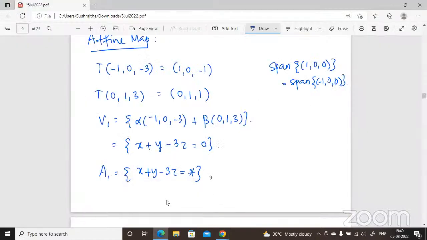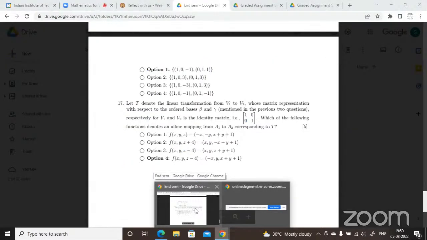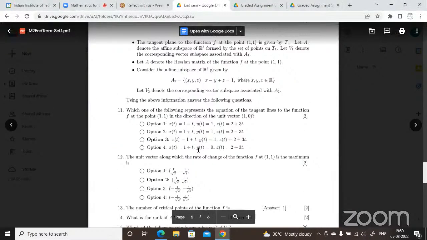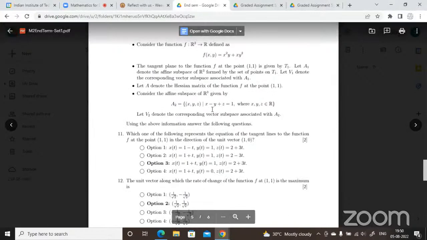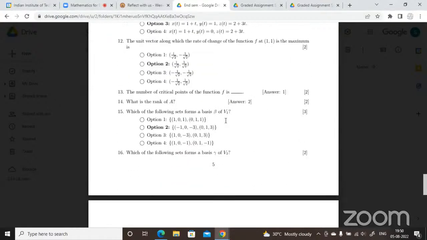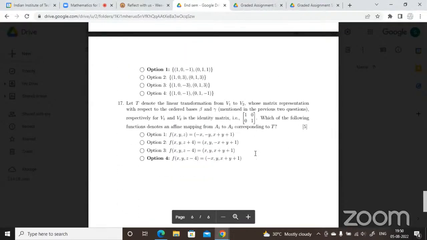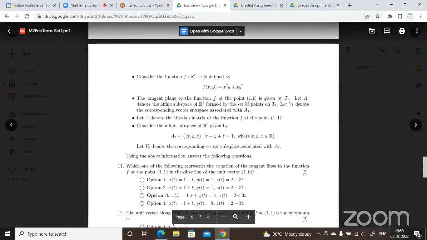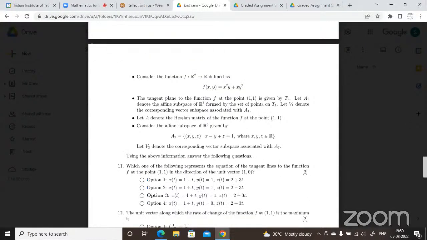It is not given here, madam. Points are not given. But we have A1. When you calculate A1, you would have got some number. So when you calculate like A2 is x minus y plus z is equal to 1, no? Like that you would have got some number for A1. How do we get A1? A1 is the tangent plane of this function at this point.